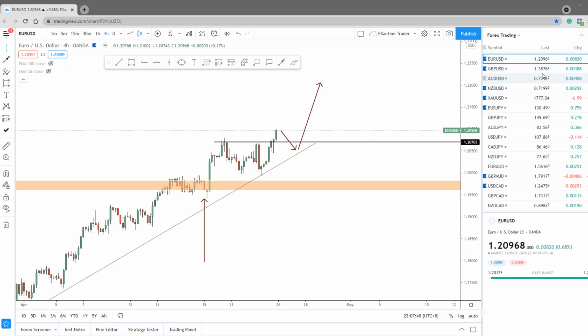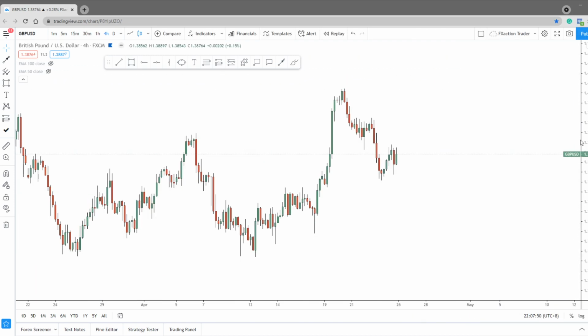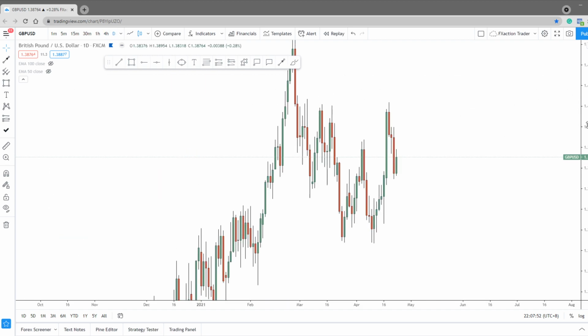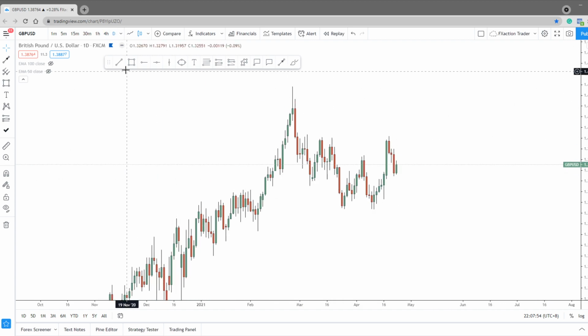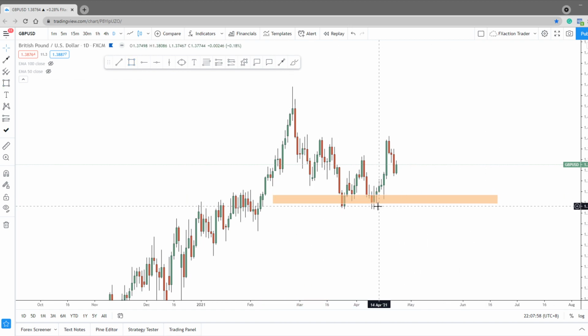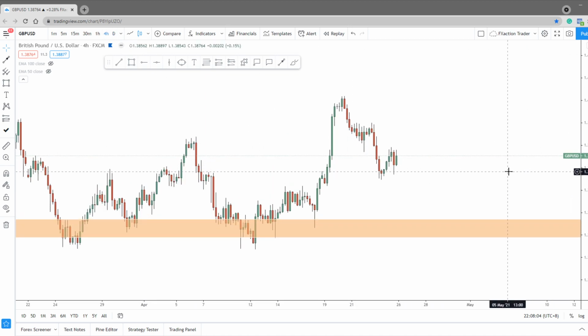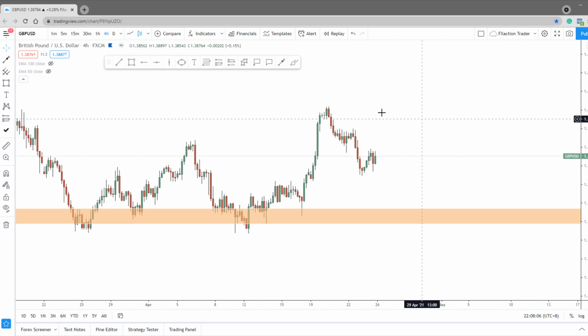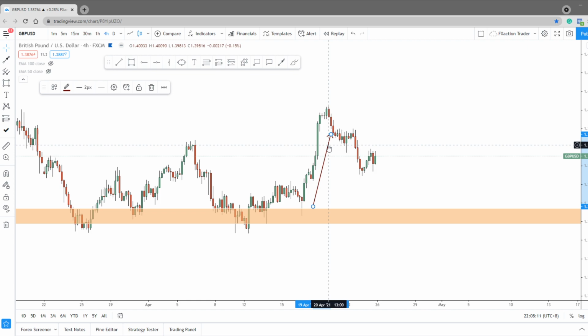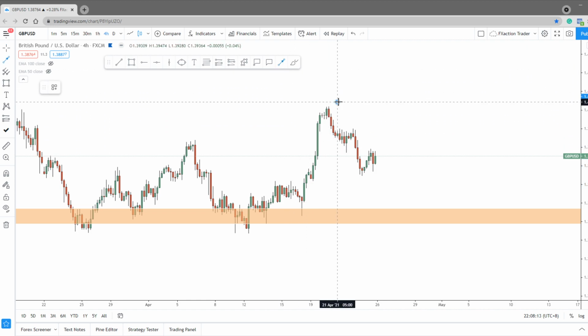So let us go to the Pound Dollar. On Pound Dollar, last week, we mentioned the double bottom on a daily support zone being formed here, and this is a very important key level for us to take note. On H4, we can see that there is a strong push to the upside, and the market is now currently doing a pullback.